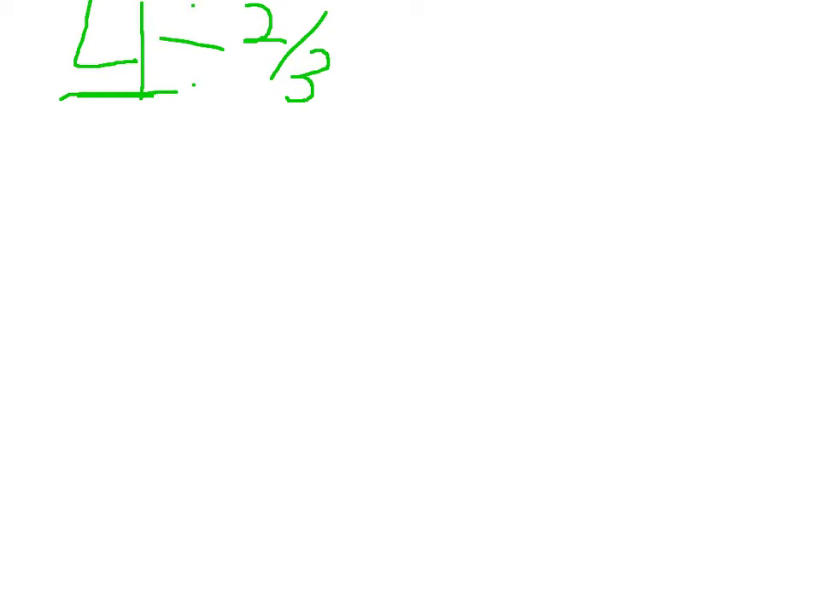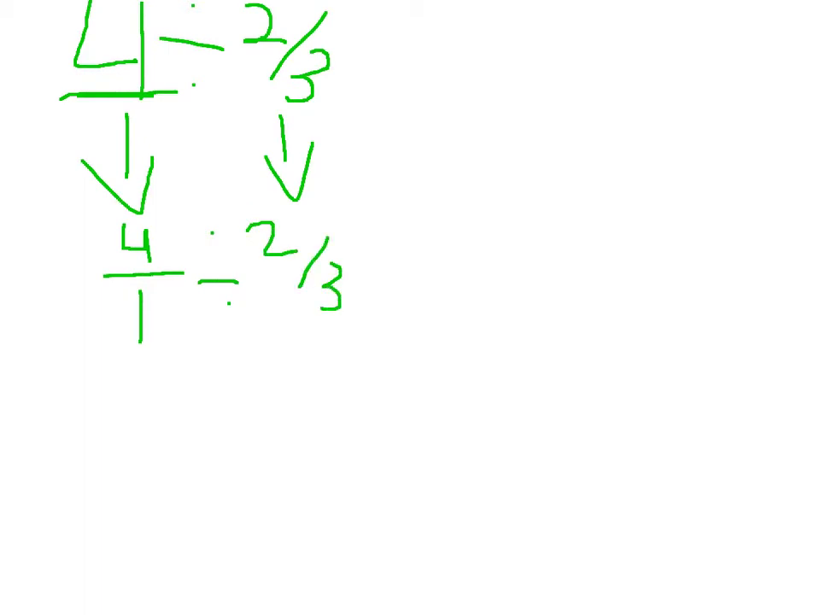And it's really easy. All you have to do is bring it down, put the 4 as the numerator, and just put a 1 as the denominator or the placeholder. And then just bring 2/3 down because that's already a fraction. So now we're going to have to multiply by the reciprocal. And the reciprocal is basically when you take the fraction and you flip it, so the denominator would become the numerator and the numerator would become the denominator.